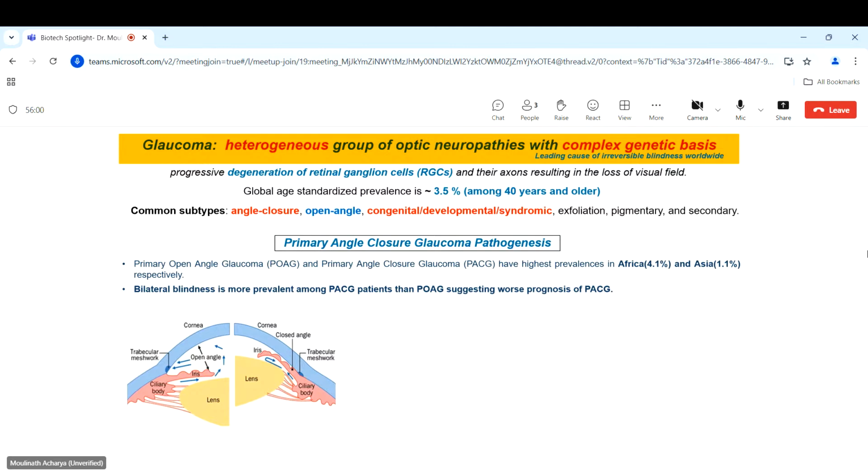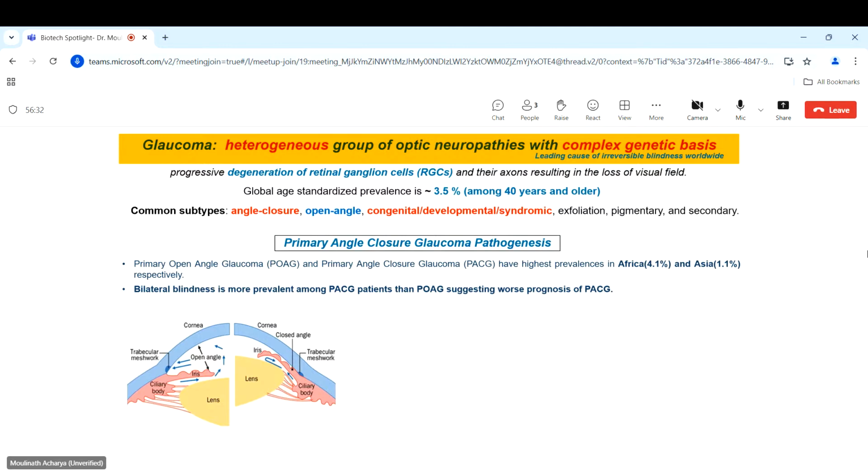So we are interested in primary angle closure glaucoma. POAG is one type of glaucoma, and angle closure glaucoma is another major subtype. POAG has the highest prevalence in Africa, and PACG has a prevalence of 1.1% in Asia. Bilateral blindness is more prevalent among the angle closure glaucoma patients than open angle glaucoma.